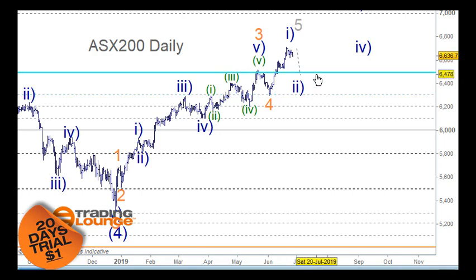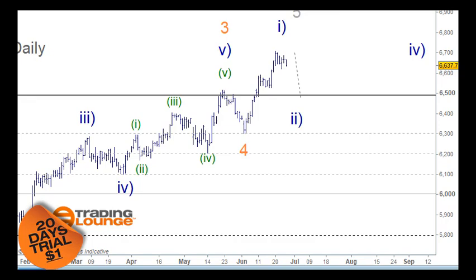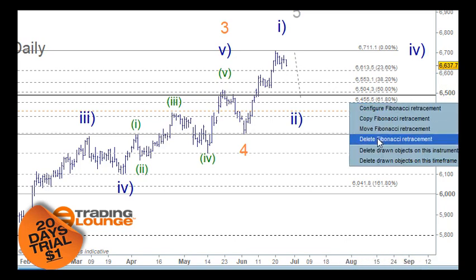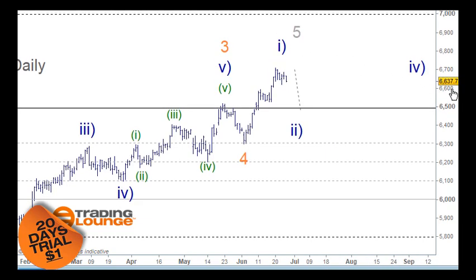We can expect it to come down to the 61.8% retracement level of this structure here. That's where we're looking. So it's roughly around the 65 area here, just a tad lower than that. So if the market obviously comes down here further, then we know that we've got this wave 5 top in play here.